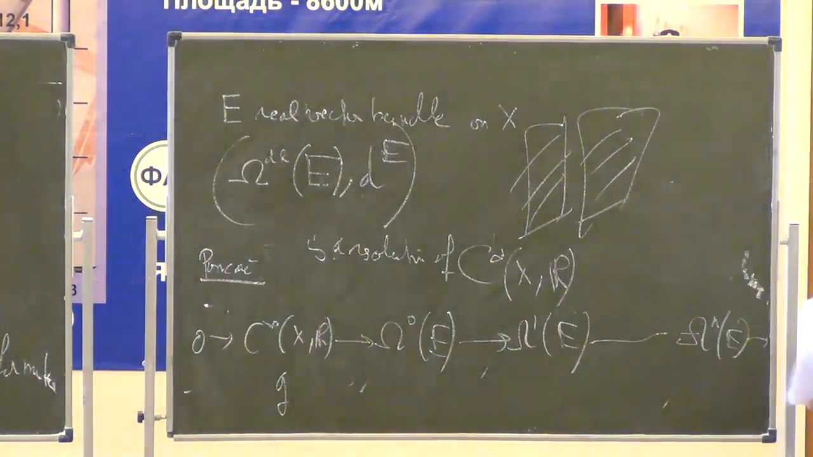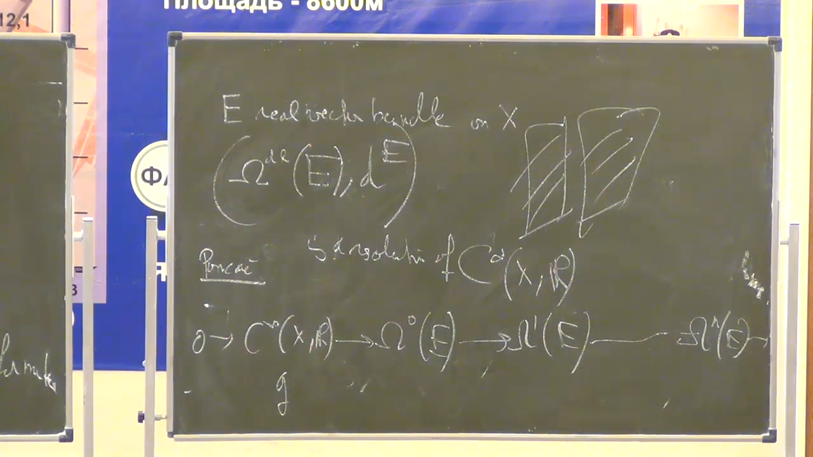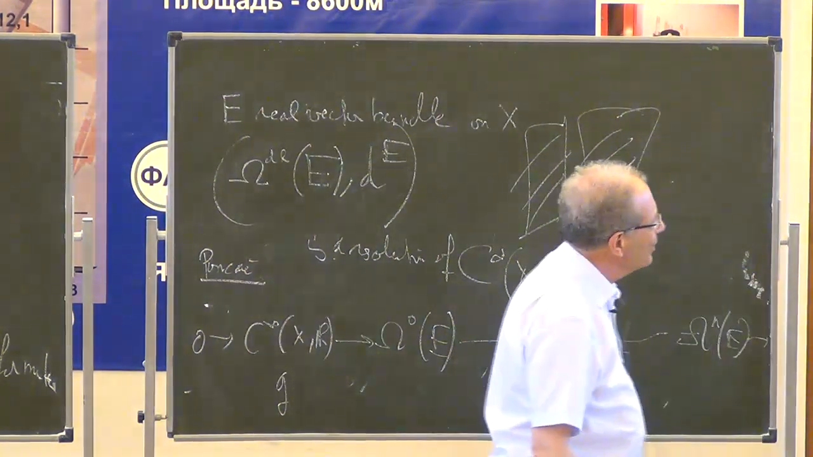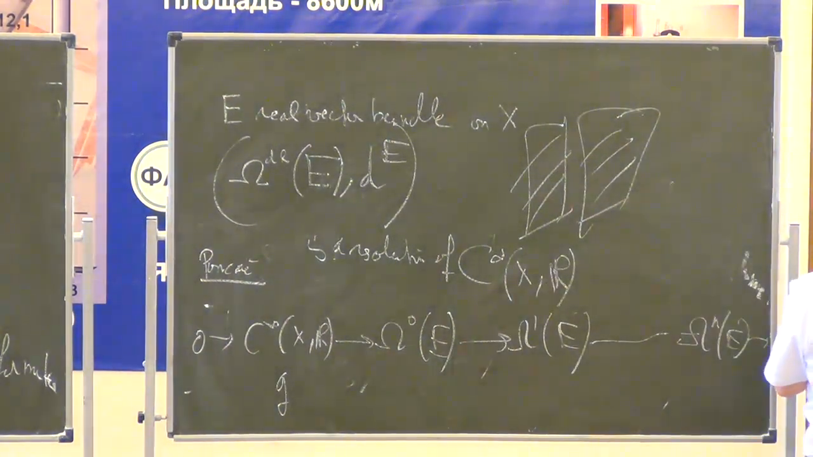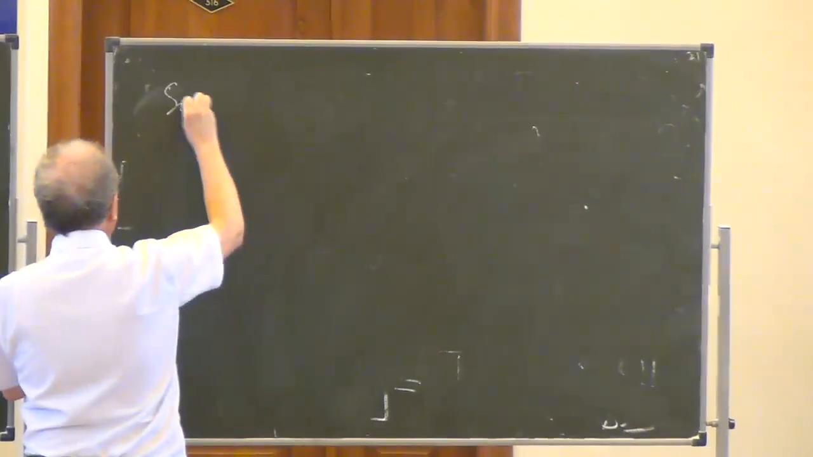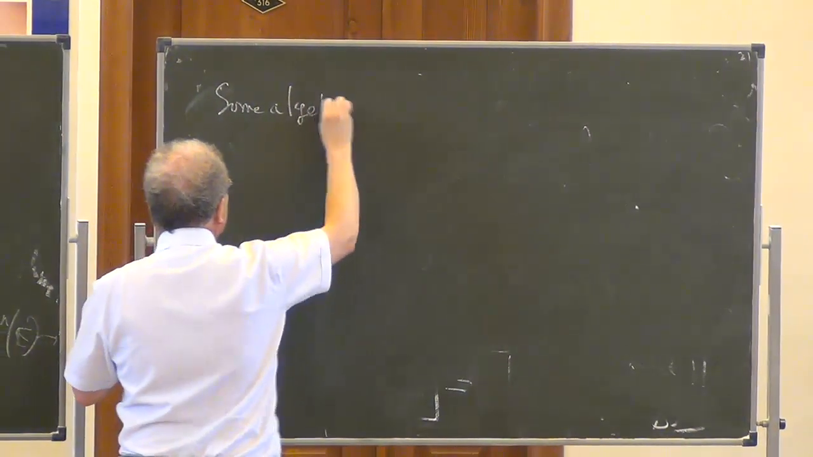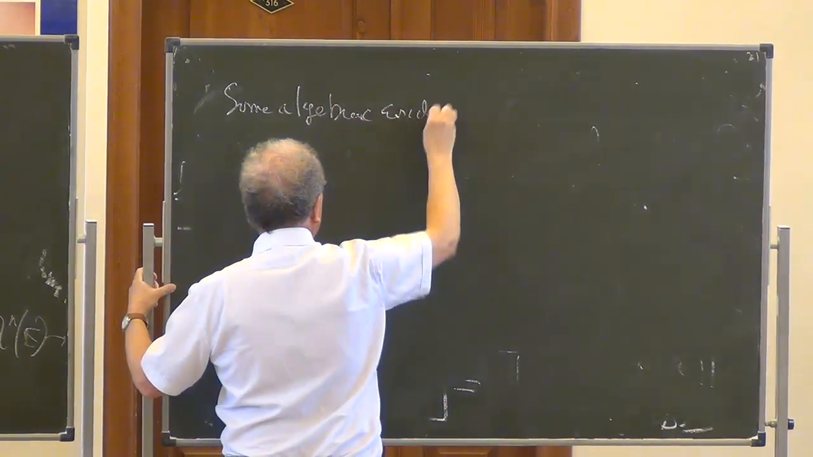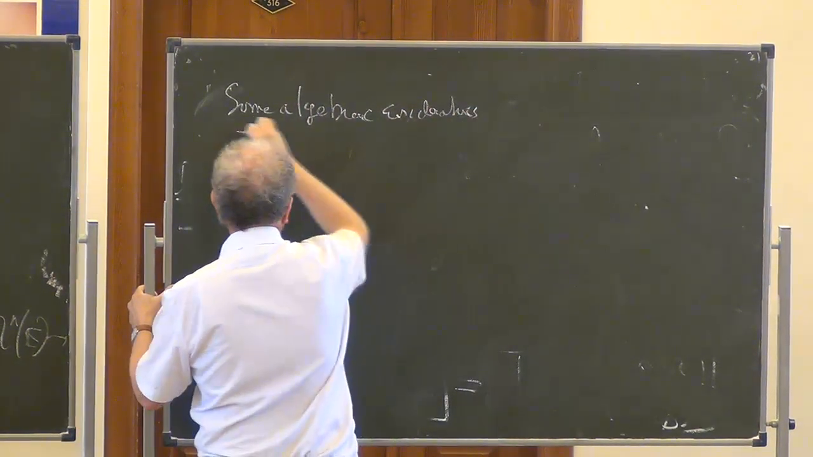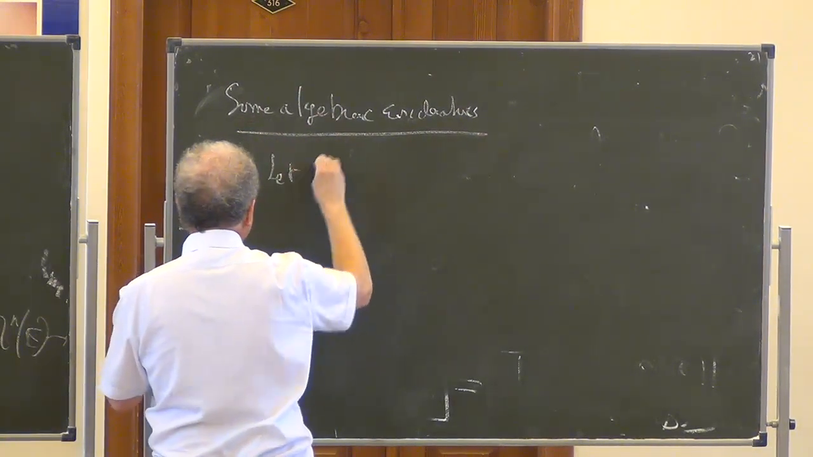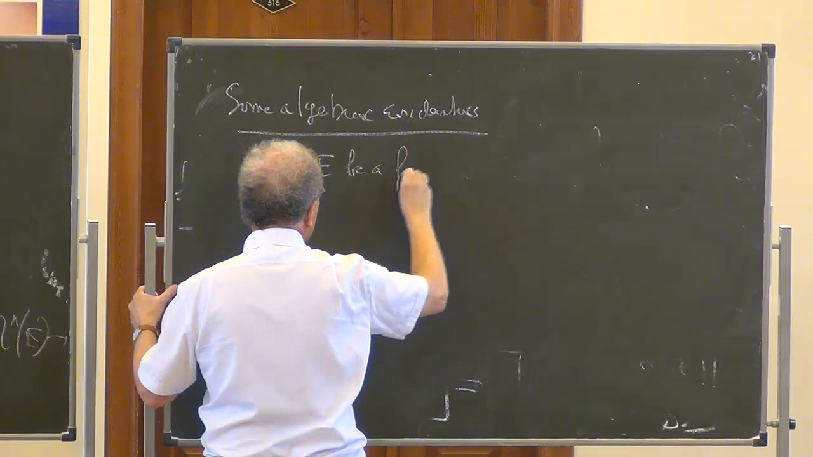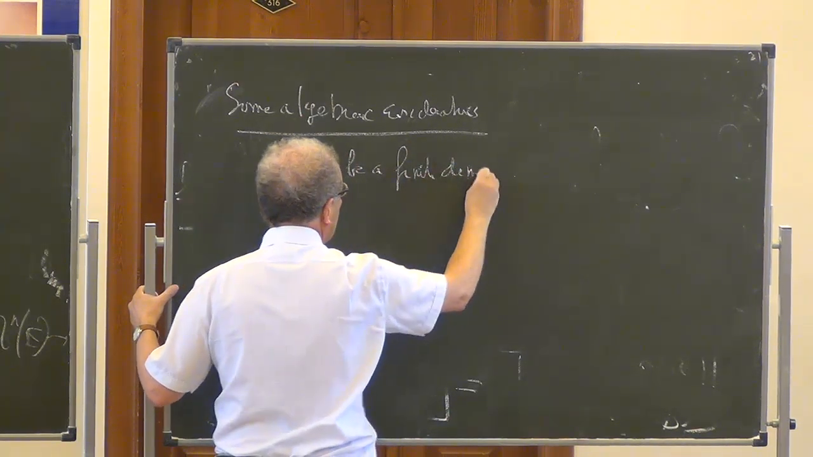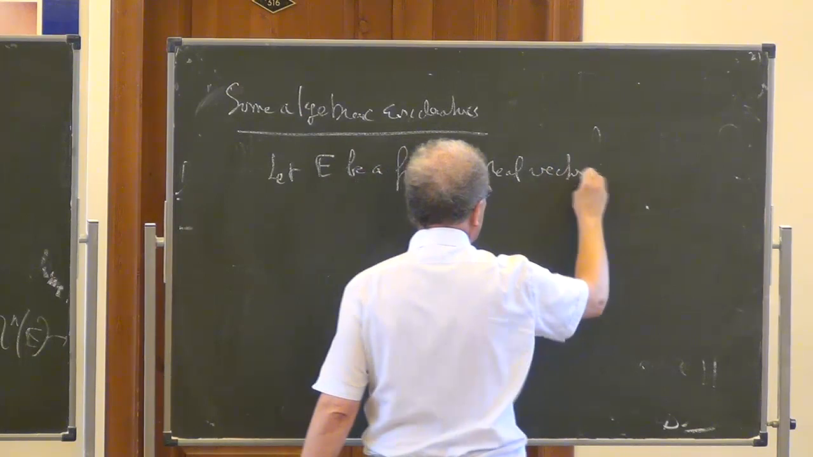So I'm just going to say something now which is very easy in some sense. I will just make a few purely algebraic considerations. So let's forget about the situation here and make some algebraic considerations. So let E be a finite dimensional real vector space.